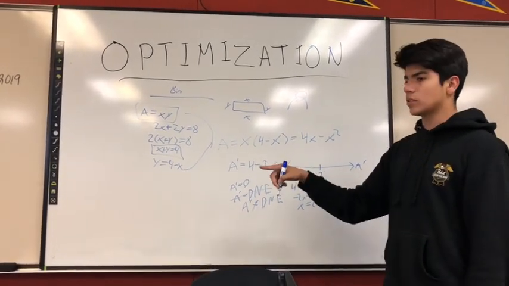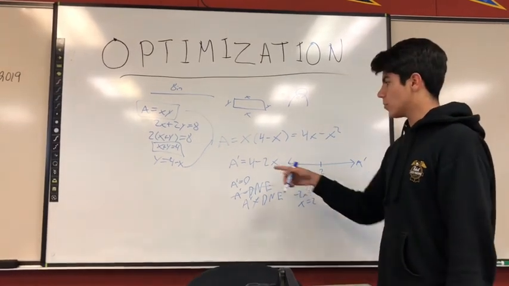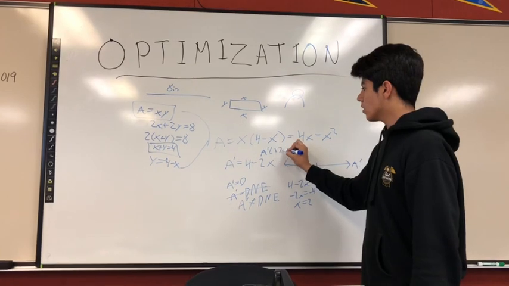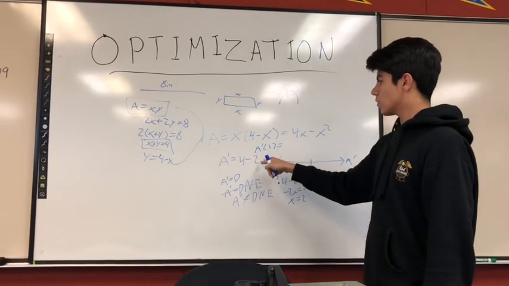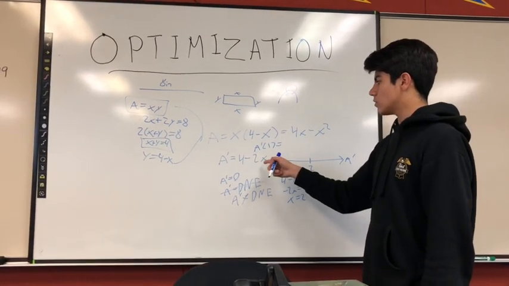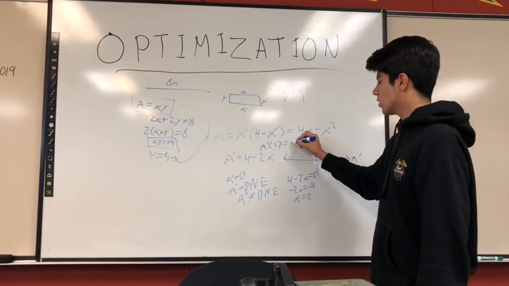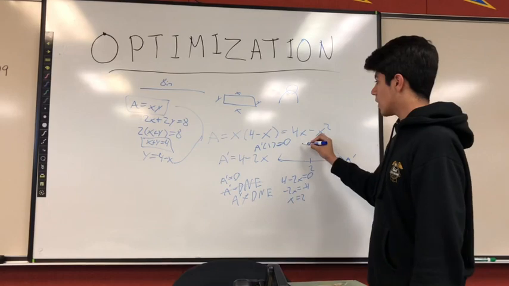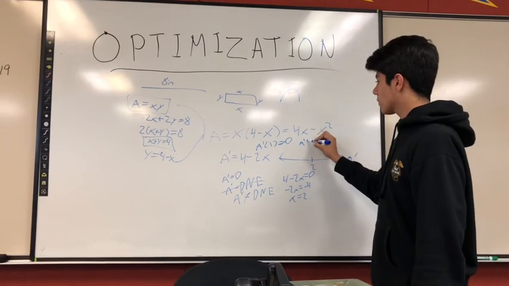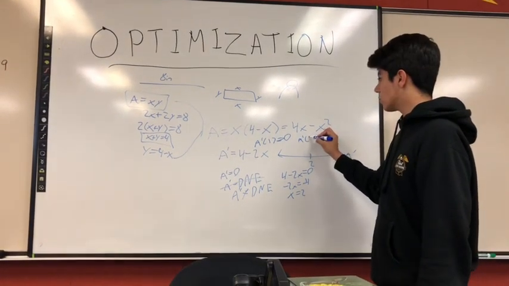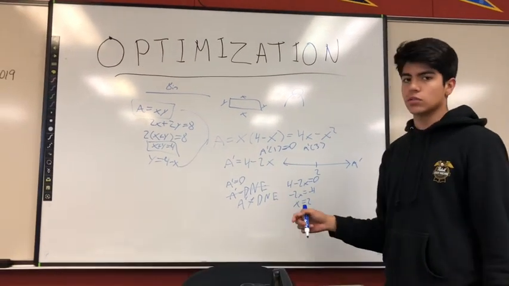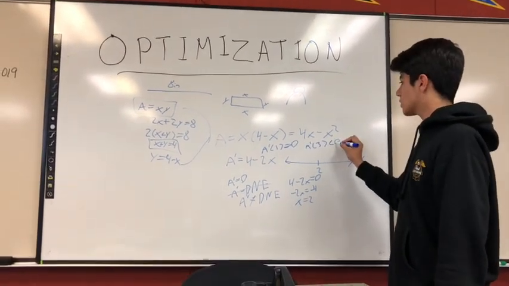Now if I go less than 2, let's use 1, and plug that into my derivative: A prime of 1 is 4 minus 2 times 1, which is 2, so that's going to be positive. So we're just going to put that it's greater than 0. And now for A prime of a number bigger than 2, let's use 3. So 2 times 3 is 6, 4 minus 6 is negative 2, so that's less than 0.